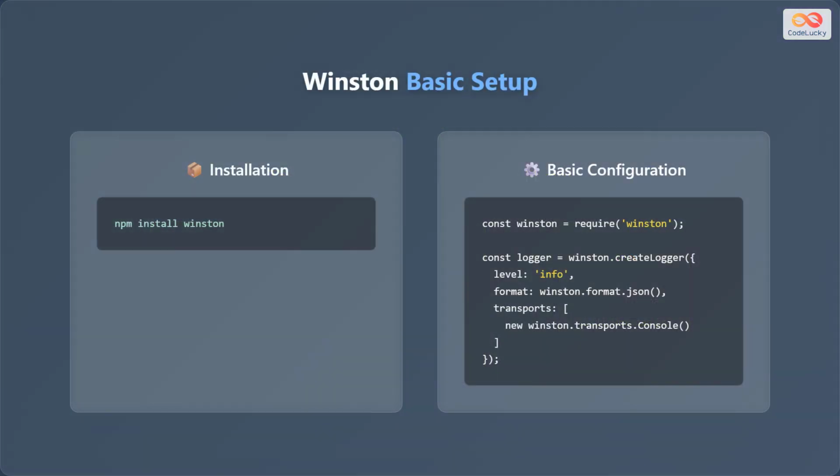Let's walk through the basic setup of Winston. First, install Winston using the command npm install winston. After installation, you can configure Winston to create a logger instance, set the log level, define the format, and specify where the logs should be transported. The code snippet shows a basic configuration where logs are outputted to the console in JSON format.